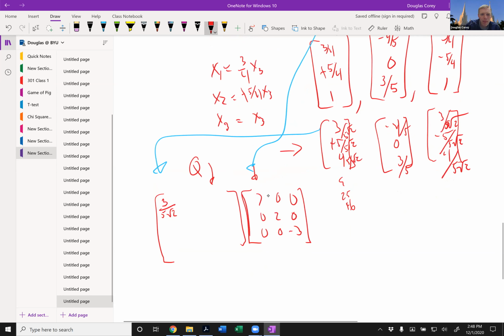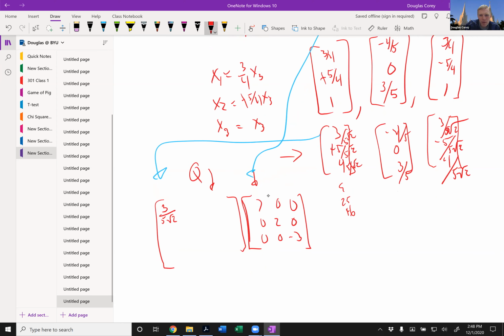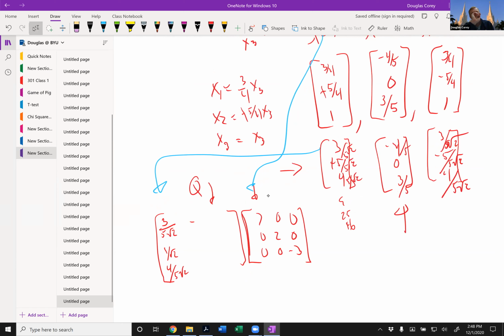So 5 divided by 5 times the square root of 2 is just 1 over the square root of 2. And then 4 over 5 times the square root of 2, and then a negative. The next one is 2. So down the diagonal of D, my next eigenvalue is 2. So I go to my second one, the orthonormal eigenvector that corresponds to the eigenvalue of 2. So put that in.